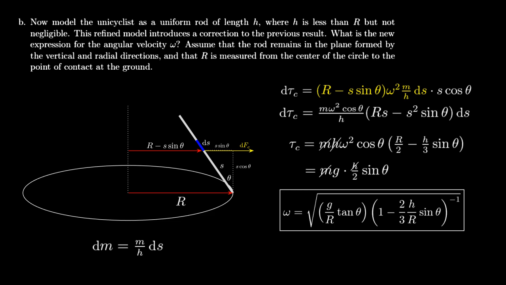And you can see that if we take h to 0, which is basically the approximation in part A, then the second corrected term just equals 1, and we just get the same answer as part A. So that is the answer to part B of this problem.